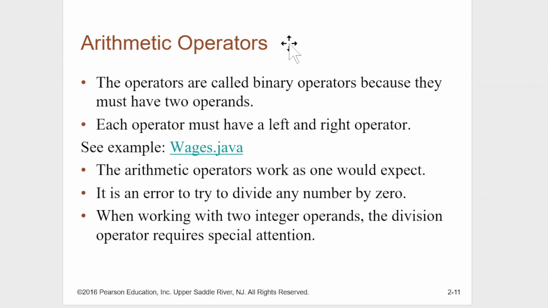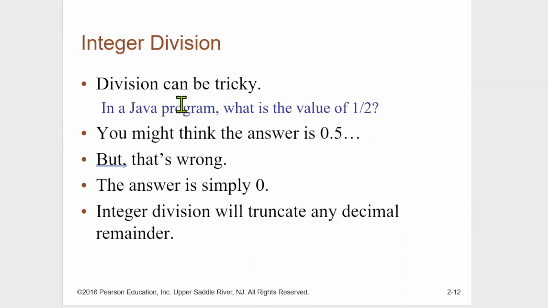Operators are called binary operators because they have 2 operands. Each operator must have a left and a right operand. Arithmetic operators work as one would expect. It is an error to try to divide any number by 0, and when working with two integer operands, the division operator requires special attention to make sure you do not divide by 0. Division can be tricky in a Java program. What is the value of 1 divided by 2? You might think the answer is 0.5, but the answer is 0. Integer division will truncate any decimal remainder.